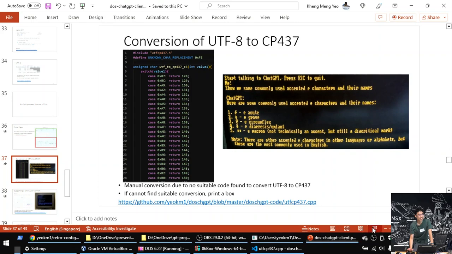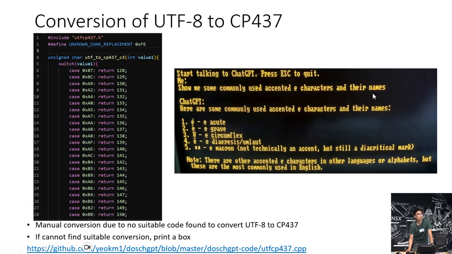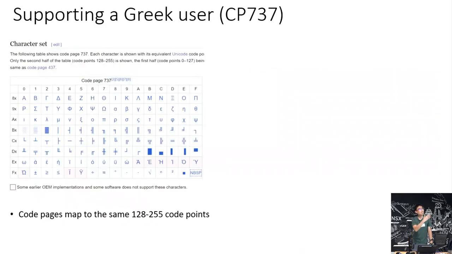Let's continue. This is the example here. You see I solved it, so it displays correctly. But there are some UTF-8 characters that are just not available, so I just print a box like this. Then I have a Greek user that asked me.